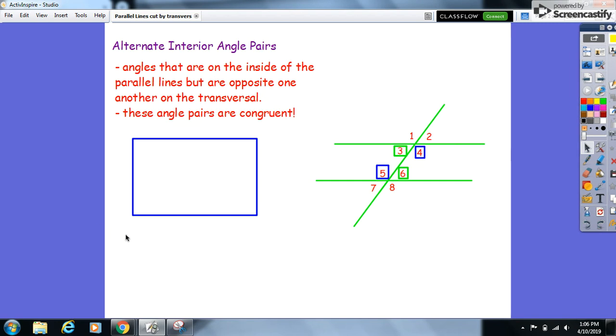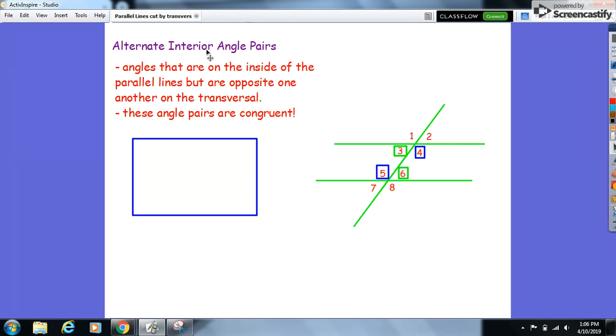Next angle pair we've got are what we call alternate interior angles. Now, interior versus exterior: interior means inside, exterior means outside. Alternate means opposite. Inside is referring to inside of the two parallel lines. You can see I've got these 4 angles, 3, 4, 5, and 6, that are inside the parallel lines.